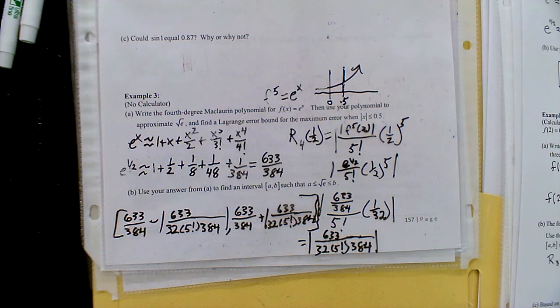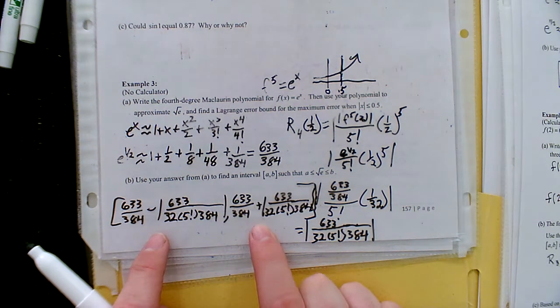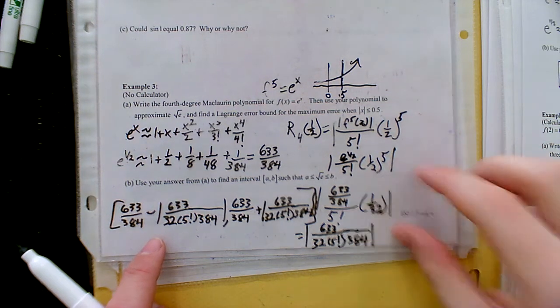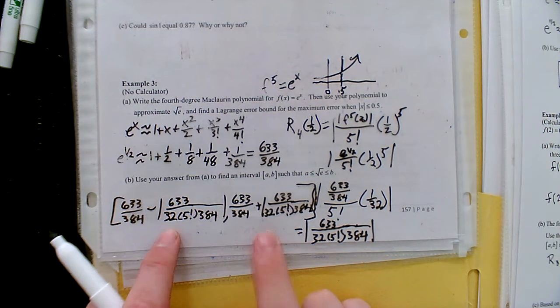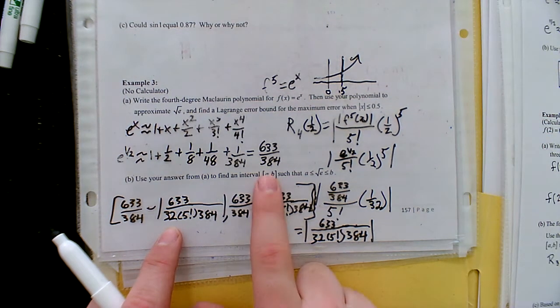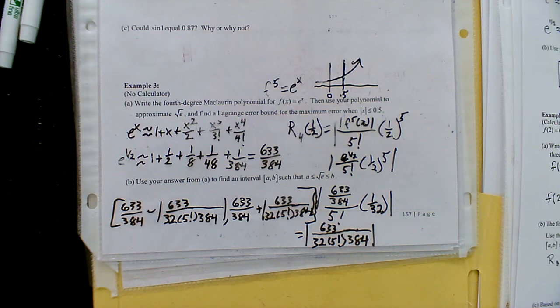So again, we don't have nice decimal or fractional answers to look at. It's kind of a mess here. But we're guaranteed by Lagrange's theorem, with this remainder theorem, that our actual value of e to the 1/2 is within this interval. So that was our approximation, but we know for sure that it's within that interval. I think example 4 we'll like a little better because we can use a calculator and actually get some decimal answers.